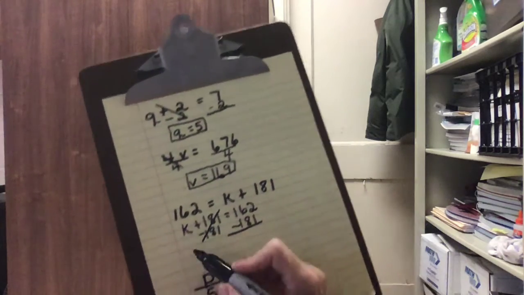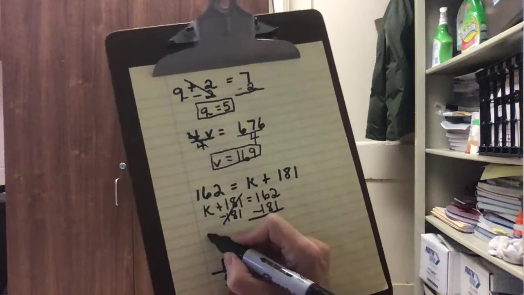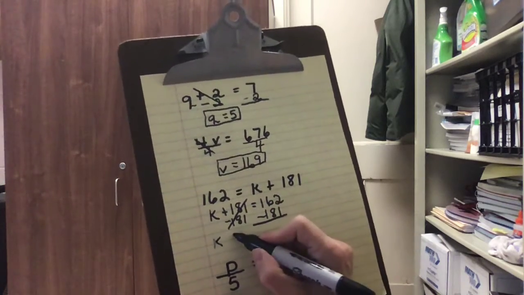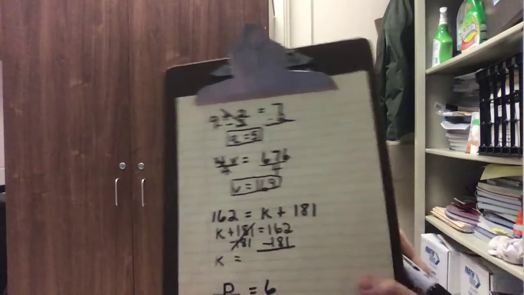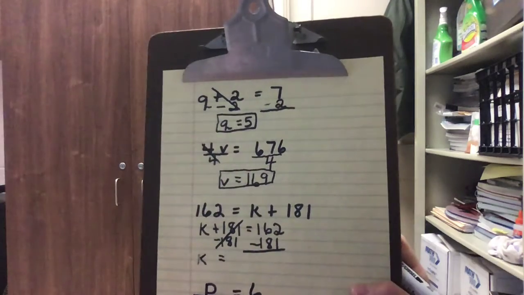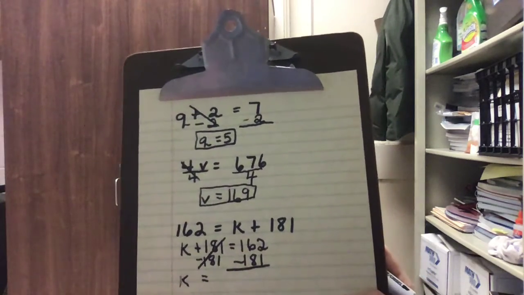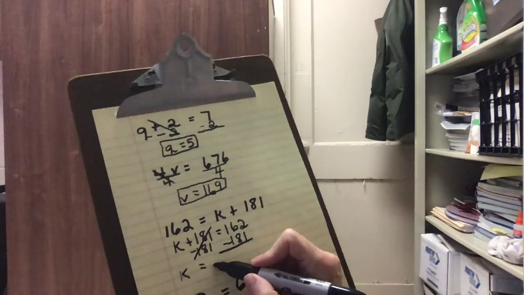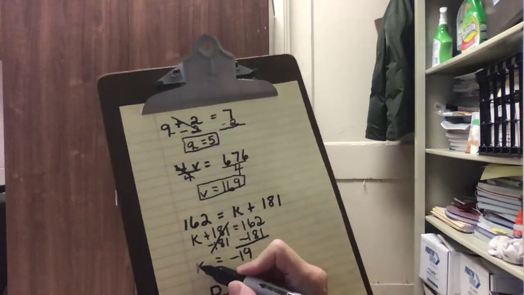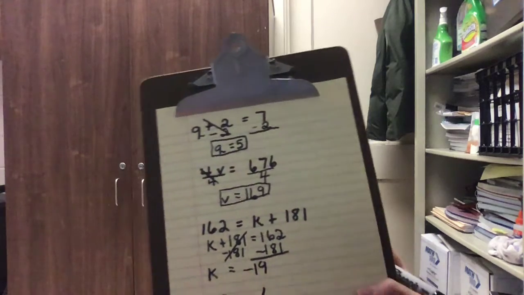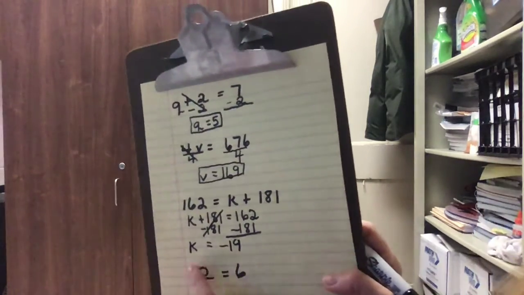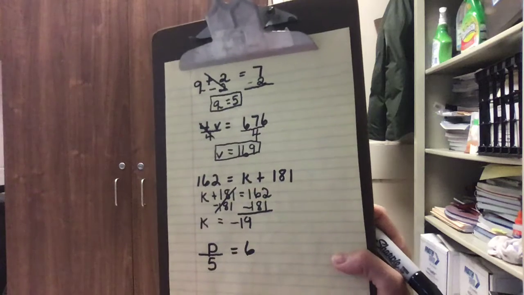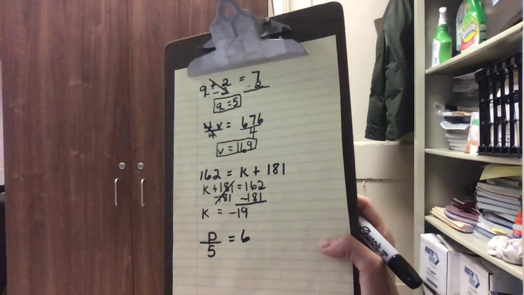You bring down your variable, which is k. You still bring down your equal sign, okay? And then you solve that. Negative 181, positive 162 is going to give you a negative 19, okay? But the thing about algebra is you cannot have a negative integer there, okay?